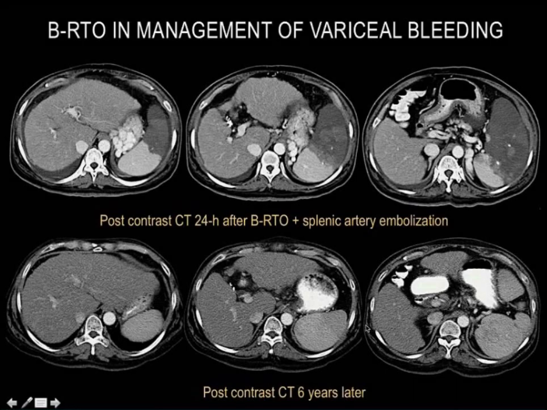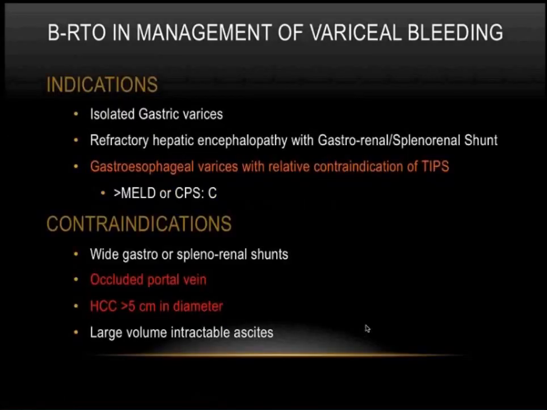This patient is alive. What are the indications of this BRTO? It's for isolated gastric varices, or a patient with refractory encephalopathy who has a gastrorenal shunt. If they don't have a gastrorenal shunt, of course, you don't do it. Or a patient who has gastroesophageal varices with a relative contraindication for TIPS. Again, we're talking about a patient who has a MELD score more than 18, or more than 24 for sure, more than 18 relatively, or a Child-Pugh score C. Contraindications, of course, are if you cannot occlude a shunt, or a patient with a portal vein occlusion. Of course, you're not going to do it, because if you do, the patient is going to crash.